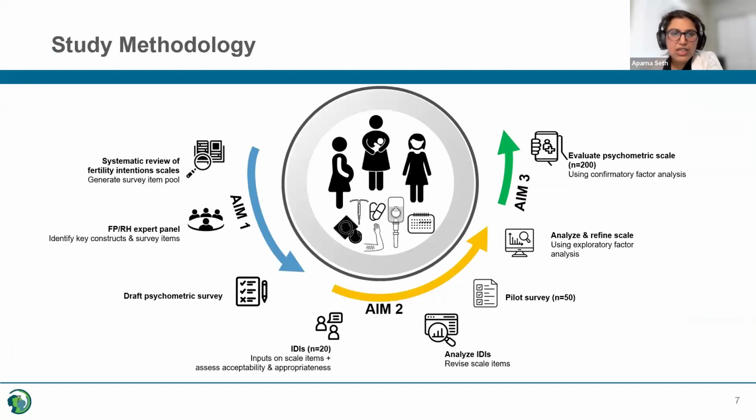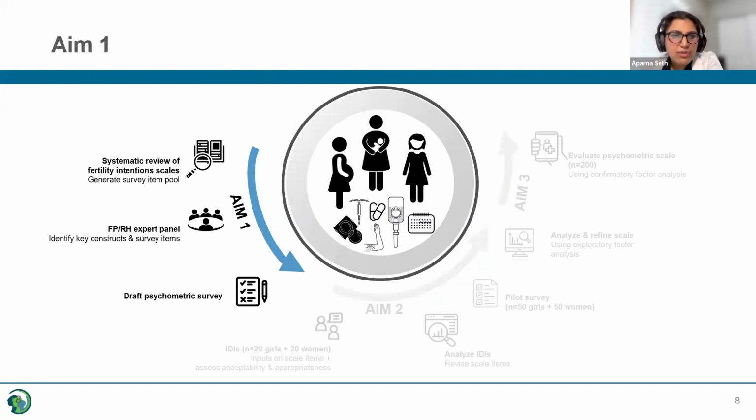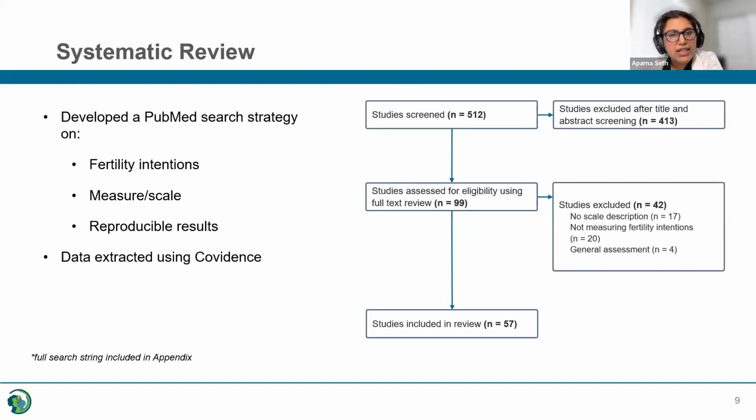This is just a graphic of all the steps I just mentioned, and I'll go over each of these aims in detail now, starting with Aim 1. As I just mentioned, this starts with the systematic review. So we developed a PubMed search strategy to identify studies that have been conducted to measure fertility intentions.